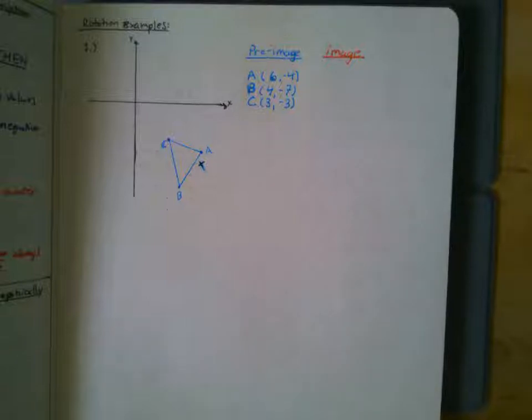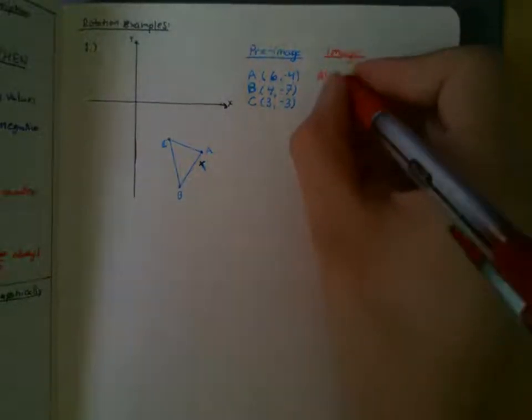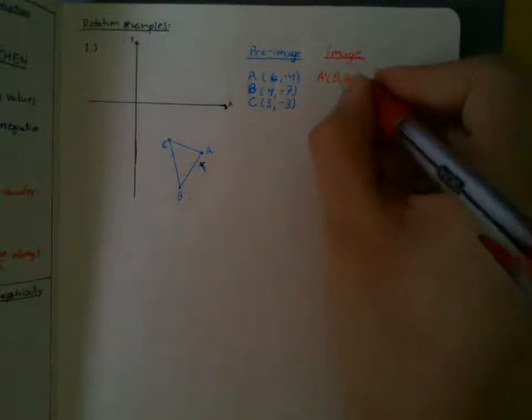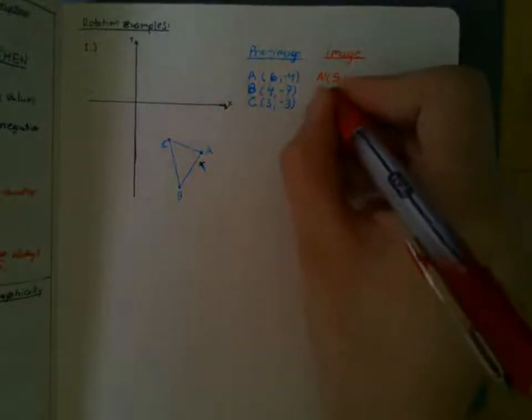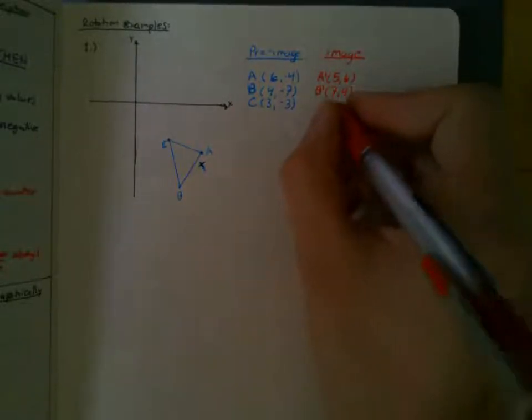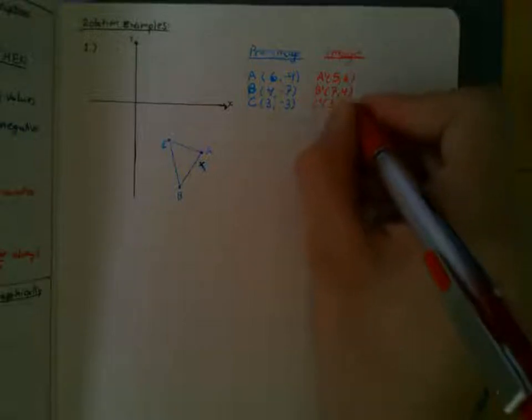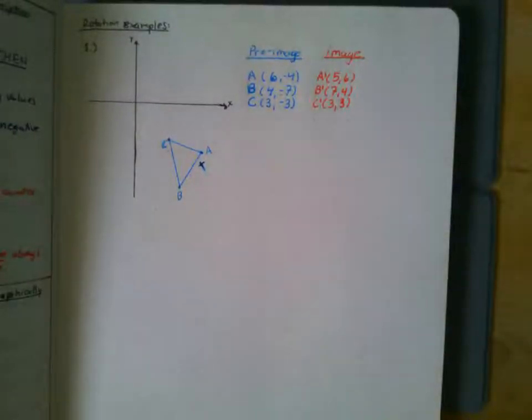Okay? And my image is going to be A prime is 5, 6. B prime is 7, 4. And C prime is 3, 3. Okay? So there we go. So far, so good. And now we're going to go ahead and plot those points.